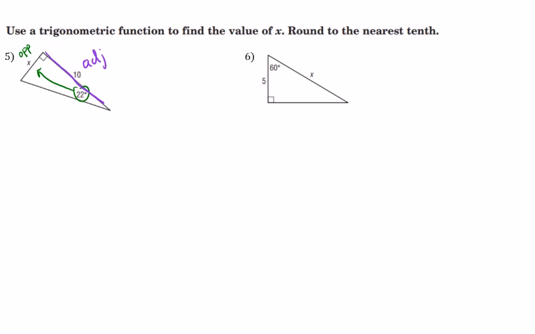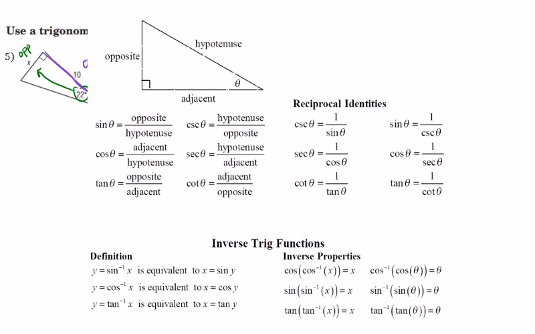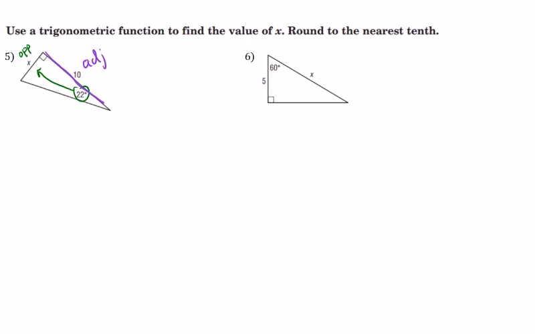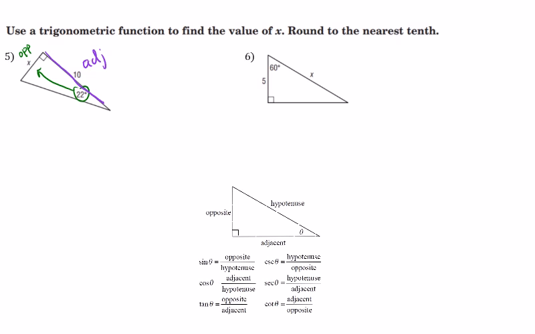Okay, and so we can look at our handy dandy reference here that we have, and we can see that there's two trig functions that deal with opposite and adjacent, tangent and cotangent. So we can use either one.